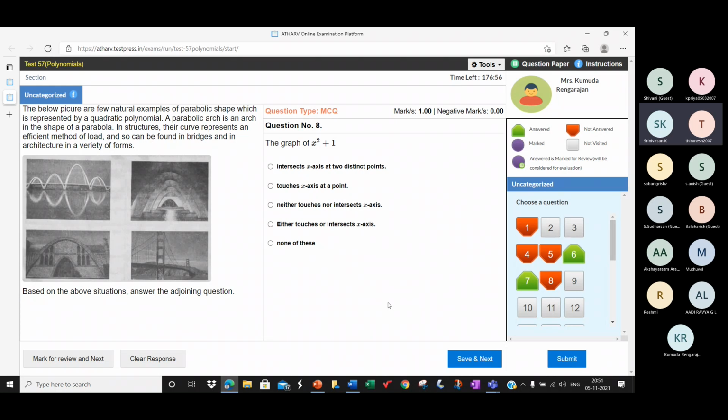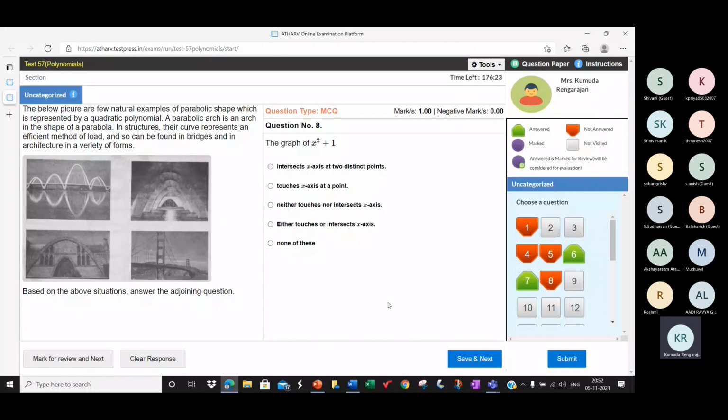Ma'am, there are no real zeros. X is equal to root of -1. Very good. Because the first thing is, when you equate this to 0, x squared plus 1 is equal to 0, no value of x will satisfy the equation. X squared is equal to -1, so x is equal to square root of -1.